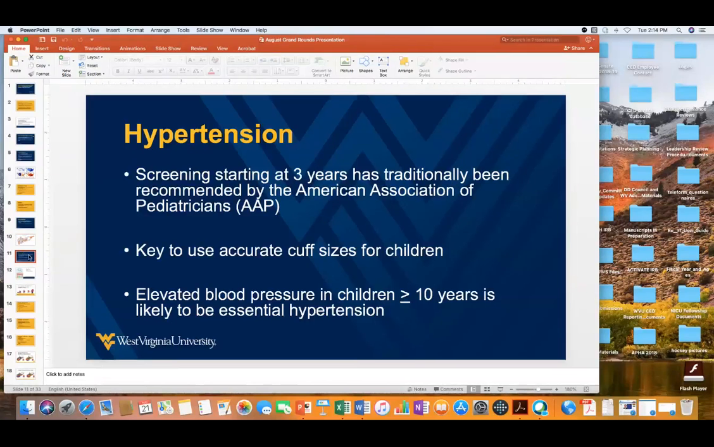Hypertension. The Cardiac Project started to look at blood pressures in the schools, again, late in the 90s, and from that realized that our medical students really weren't getting a lot in terms of training in taking blood pressures. Nursing students were, but not our medical students.